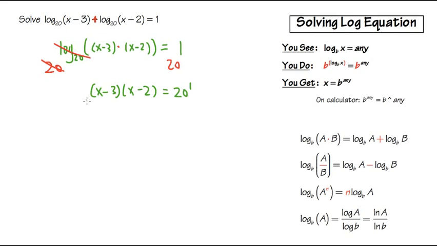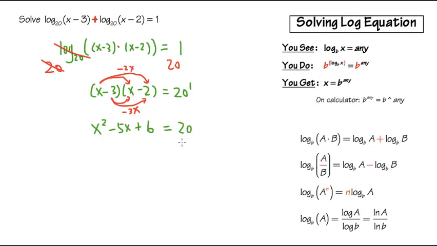Well, this is just a quadratic equation. How can we do it? Well, we just multiply it out. FOIL it out first. x times x, that will give us x squared, and then x times negative 2, that's negative 2x, negative 3 times x, that will give us negative 3x. So this together, that will give us negative 5x. And lastly, we have negative 3 times negative 2, that's plus 6. And then this is equal to 20 to the first power, which is just 20.